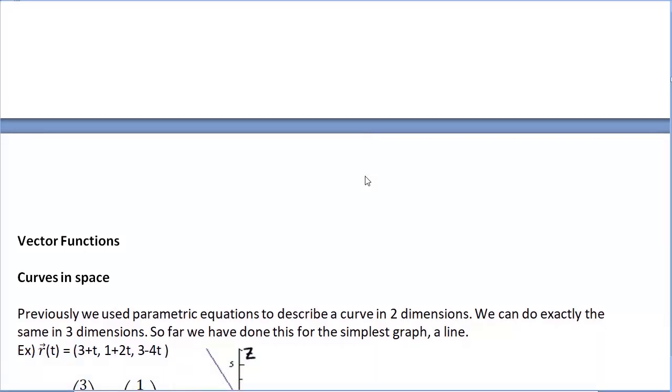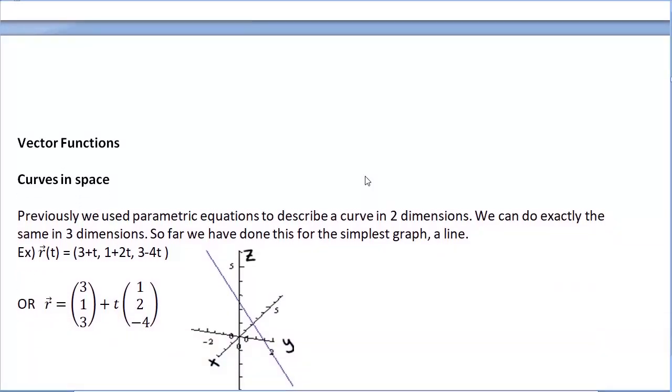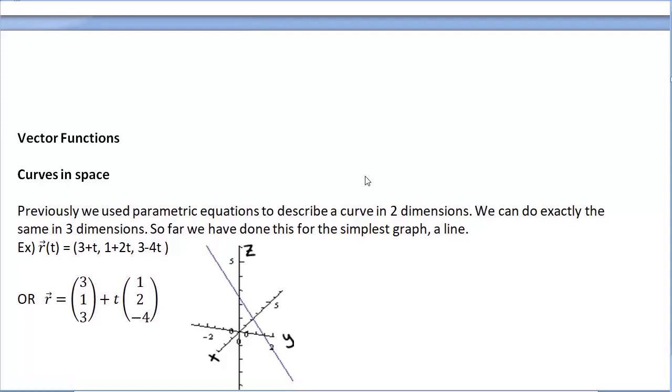We've done this already for the simplest graph, which is a straight line. On the left side, you can see it's in 2 different notations. The bottom one is the standard form that we like to use, where we see one given point, 3, 1, 3, and then a direction vector 1, 2, -4 times the parameter variable t, and then r equals that. So we can also put this all together as a single vector.